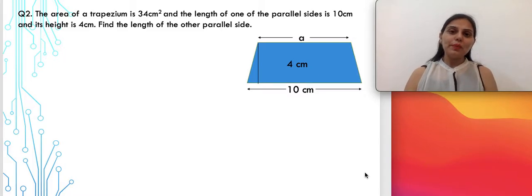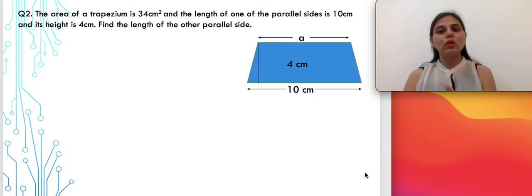Now sometimes it happens in geometry questions that the diagram is not given to you. But it is very important that you make the diagram or visualize and draw the diagram on your own, the way I have done here. So in this particular case I have represented the longer side as 10 centimeters and I have taken the shorter side as A, and the distance between them is 4 centimeters. Let us begin with the question now.